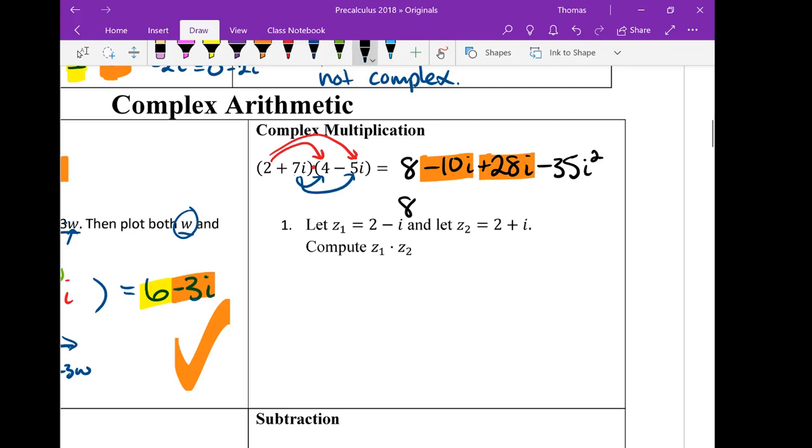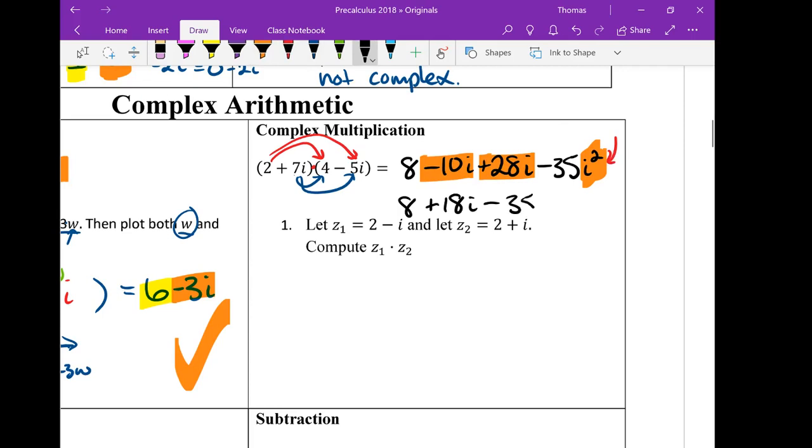So 8. These are going to combine to negative 10, positive 28. So that sounds like it's going to be a positive 18i. And then we still have this stuff over here. Now remember from our key fact yesterday and from our do now that i squared is equal to negative 1. So whenever we see an i squared in our expressions, we can simplify it by rewriting it as a negative 1 or substituting a negative 1. So I'm going to do that here.